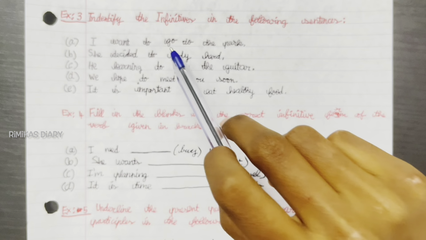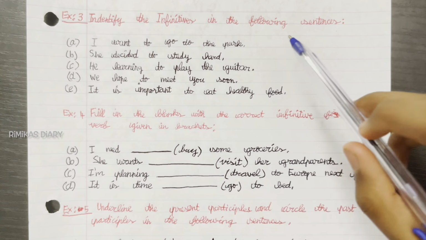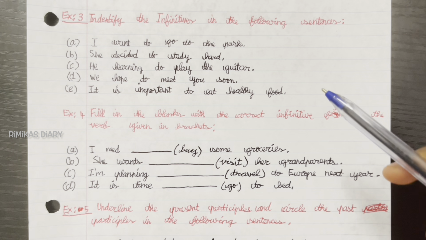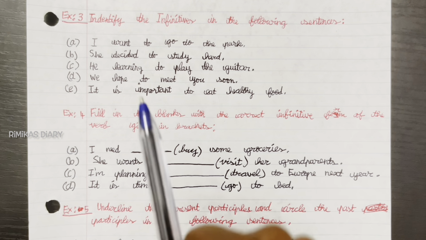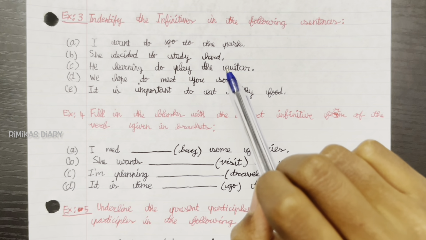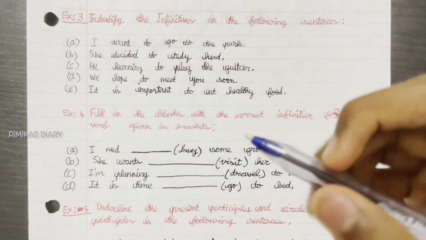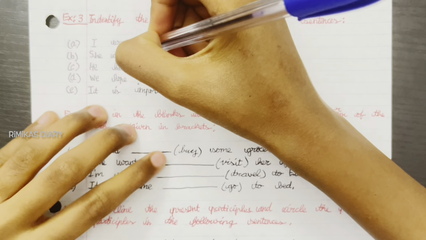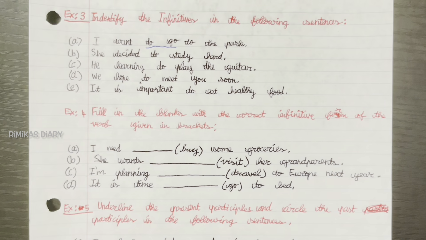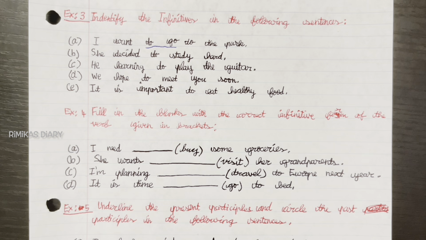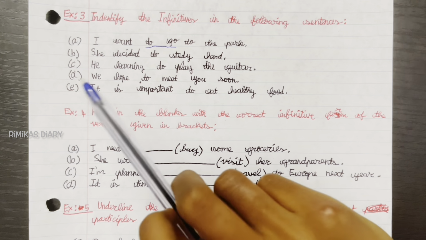Exercise 3. Identify the infinitives in the following sentences. So you have to identify the infinitives in the following sentences. First one, I want to go to the park. So here, to go is the infinitive. And remember I said, mostly before an infinitive, there's to.